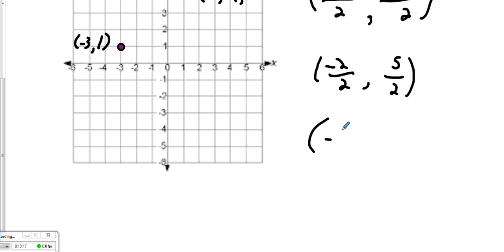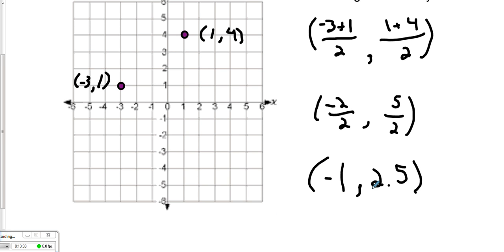So this average x value looks like a negative 1. Average y value, you can leave it as 5/2. You can reduce it to 2.5, or maybe in this case makes a nice easy decimal of 2.5. So we can say that the midpoint between them is at negative 1, 2.5.